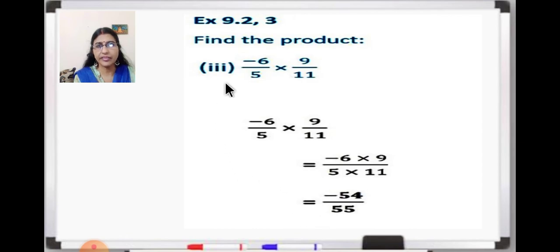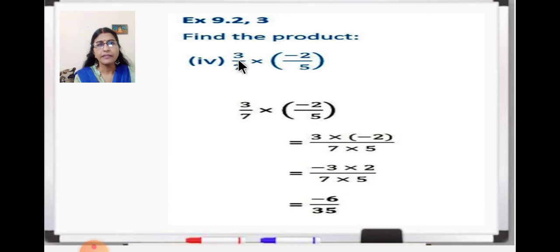Then question number 3: minus 6 upon 5 into 9 upon 11. So again the same method, we are going to multiply minus 6 into 9 upon 5 multiplied by 11. So the minus sign is there. First we will multiply the numbers. 6 nines are 54, and we will write minus here, upon 5 elevens are 55. So the product is minus 54 upon 55.